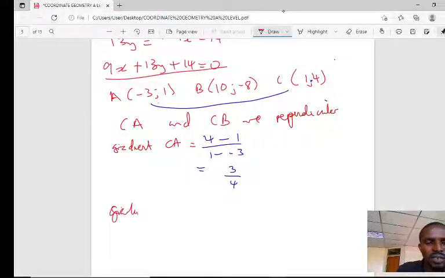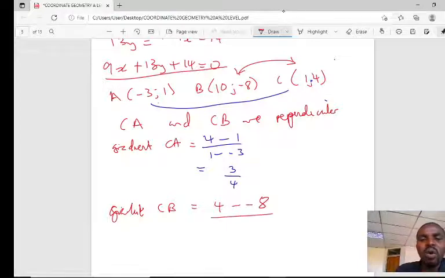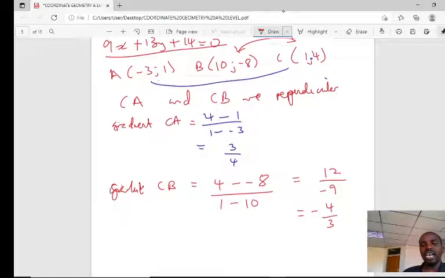Gradient CB. So CB is now this one, C and B. You say y2 is 4 minus 8 over x2, 1 minus 10. If you can simplify this one, what do you get? 4 minus 8 is 4 plus 8, which is 12. Then 1 minus 10, it's minus 9, like this. Simplifying this, you get minus 4 over 3.